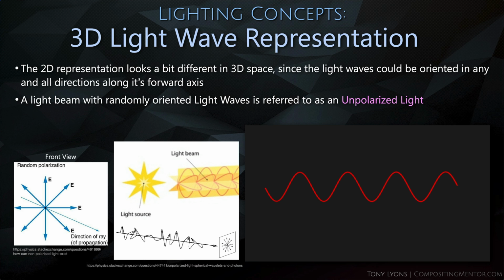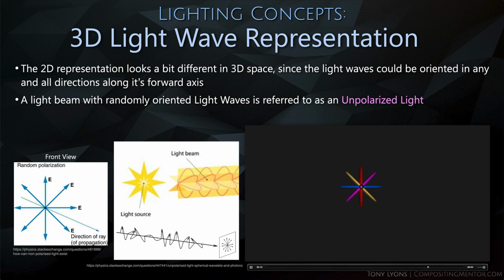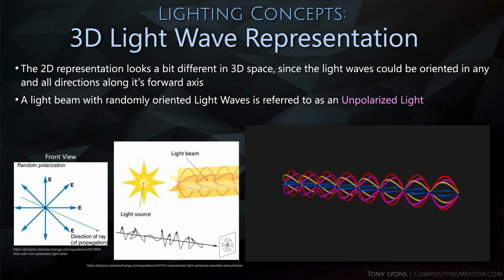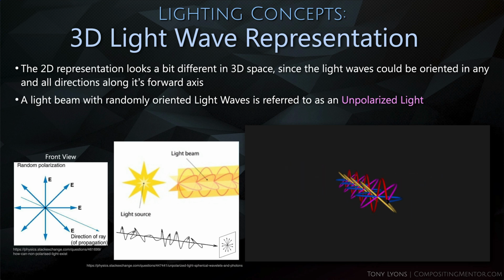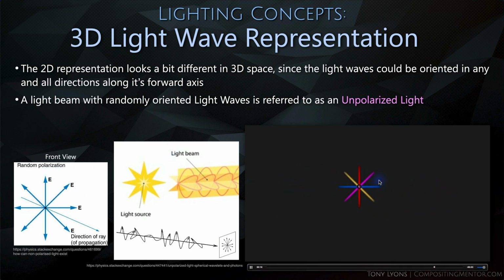3D light wave representation. In 2D, the representation looks like a sine wave, but it looks a bit different in 3D space, since the light waves could be oriented in any random direction on its forward axis. So it makes this sort of shape here in three-dimensional space. You can imagine that it could be anywhere along that 360-degree angle, but we're just going to represent it here as a kind of cross section. So we're seeing the different orientations that are possible along its forward axis. A light beam with randomly oriented light waves, like this picture here, is referred to as unpolarized light. This is how it is represented either in a straight-on view or in a three-dimensional view, like with these cards here in this picture.